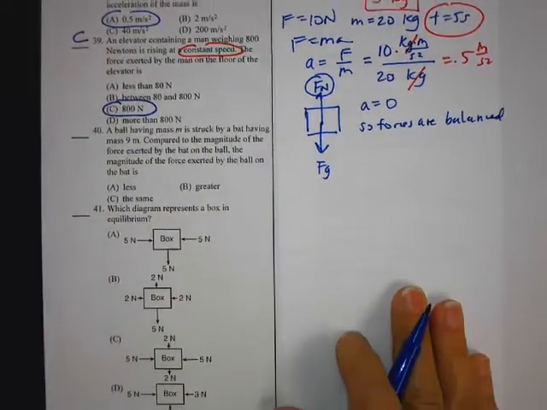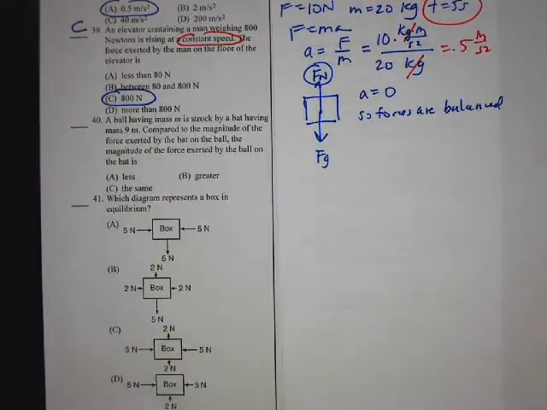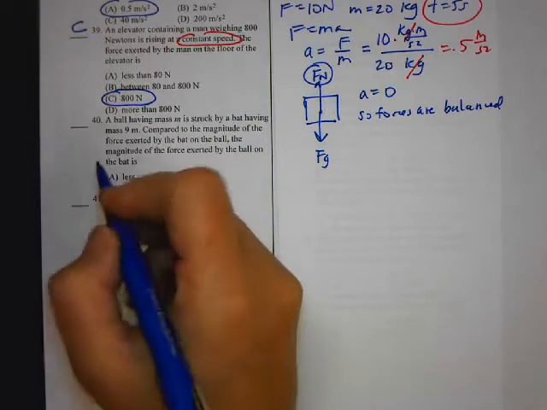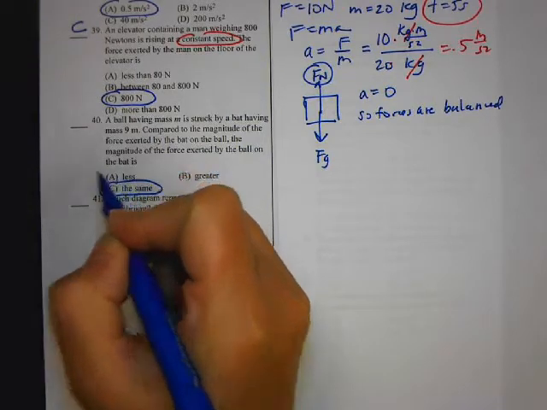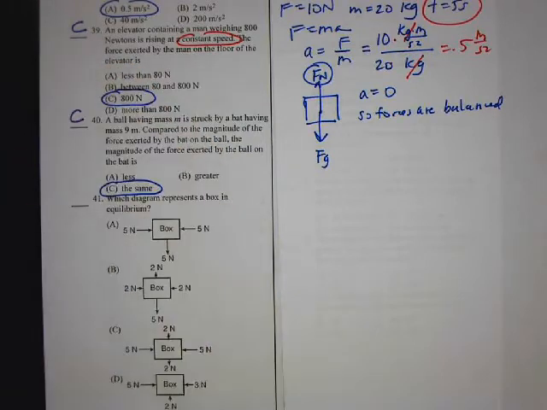All right, number 40. It says a ball having a mass m is struck by a bat having a mass 9m. Compared to the magnitude of the force exerted by the bat on the ball, the magnitude of the force exerted by the ball on the bat is, and they're going to be the same because this is Newton's third law.